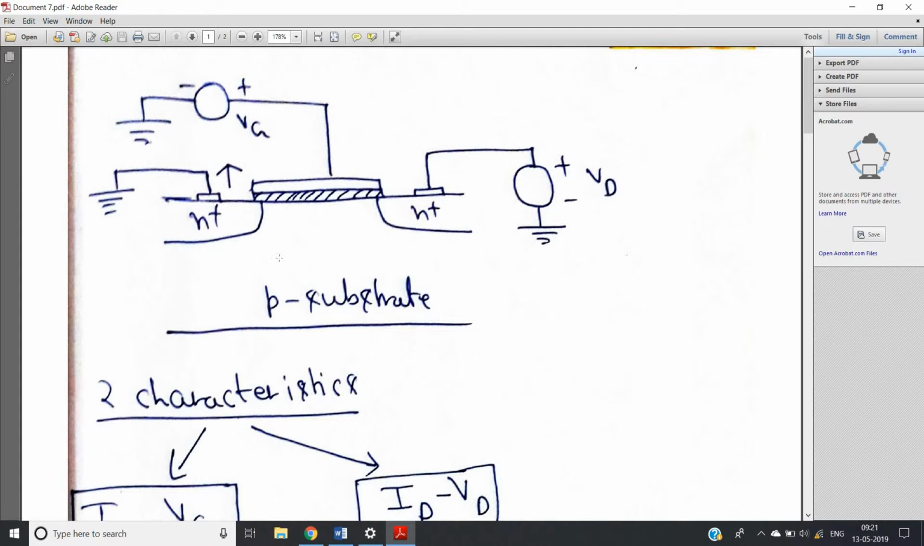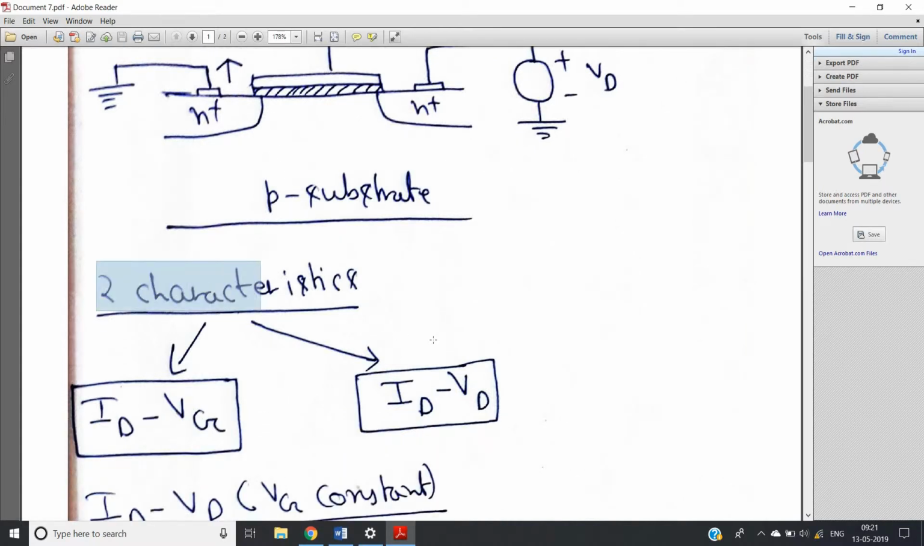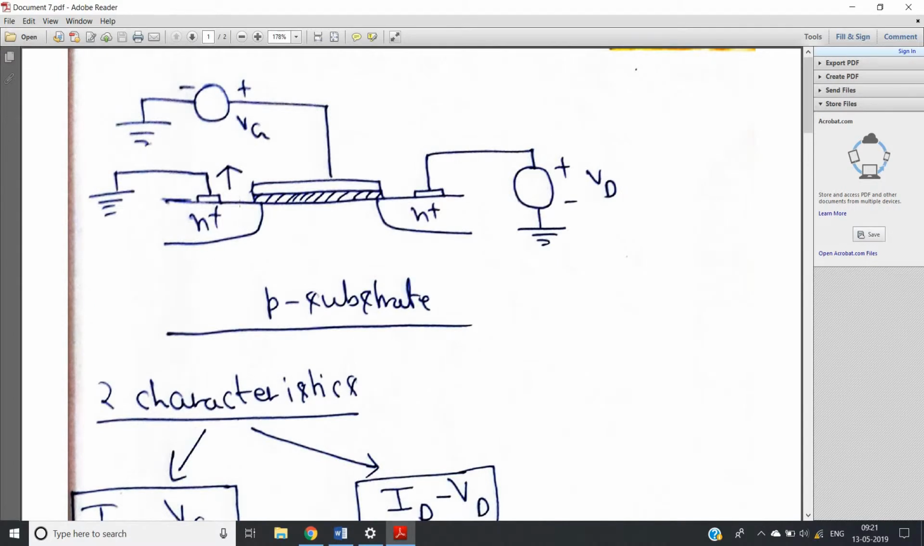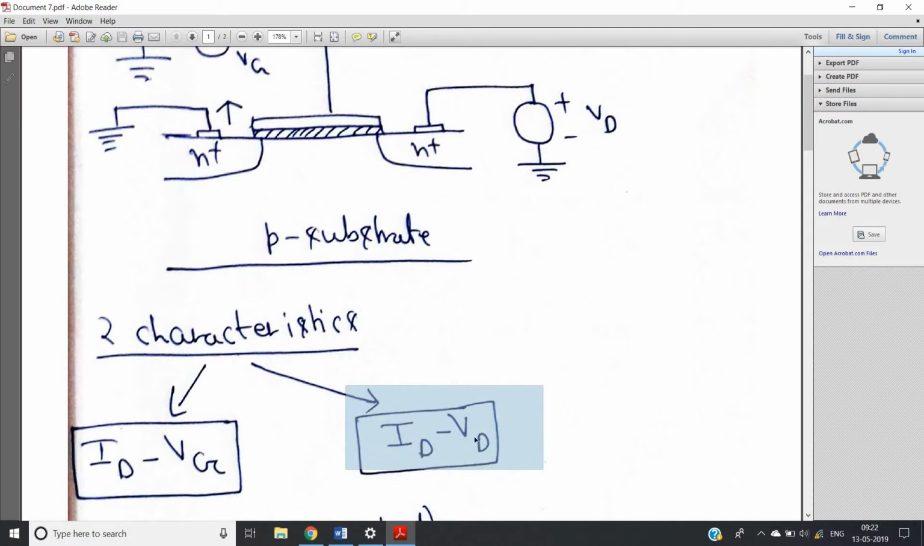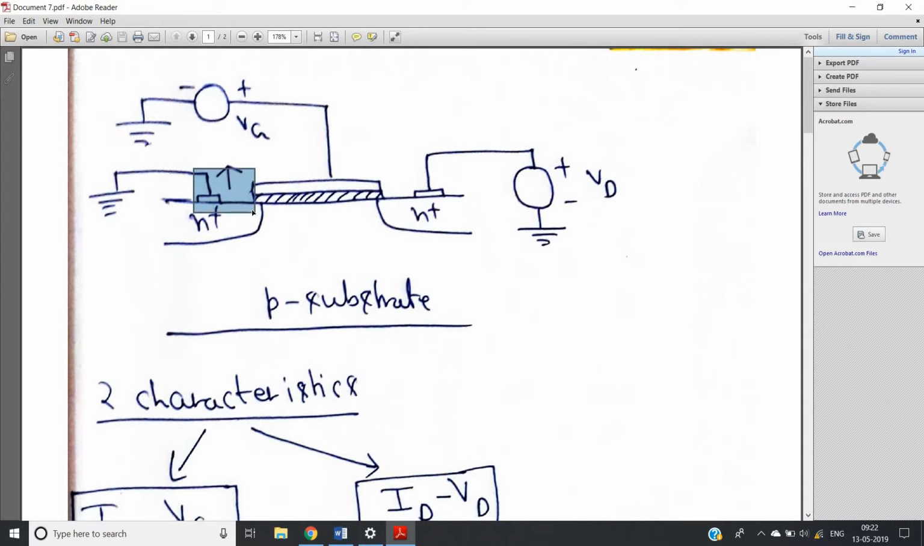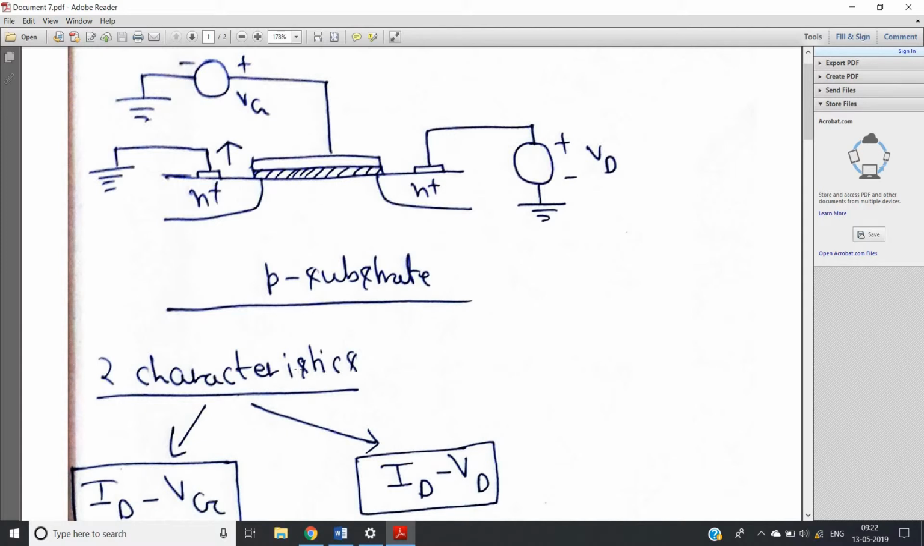For this MOSFET current, it is clear there will be two characteristics. One is ID, the drain current, versus Vg, the applied positive gate potential, keeping the drain potential Vd constant. And another graph is ID versus Vd, keeping Vg constant, that is, this current versus this voltage, keeping the gate voltage constant. These are the two possible characteristics of a MOSFET, which you can define for a particular device.